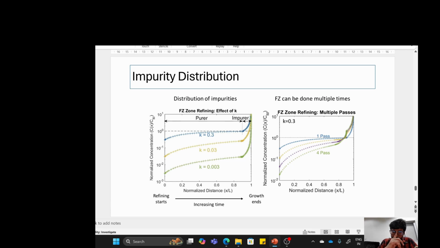So in float zone refining, most of the impurities are here. The more iterations you do, like first pass, second pass, third, fourth, the purer this will get. Iterations in the sense of more passes with the heating coil: you will get more and more pure at one end and more impure at the other end.